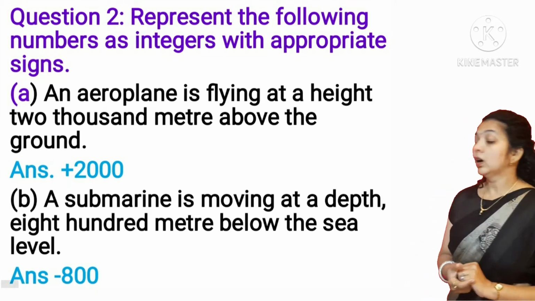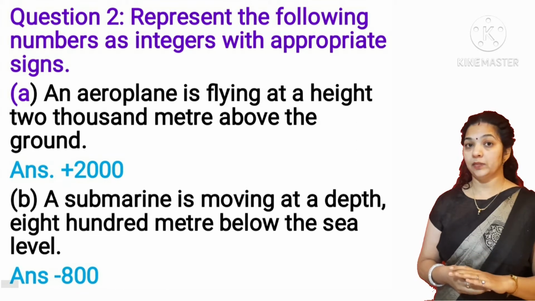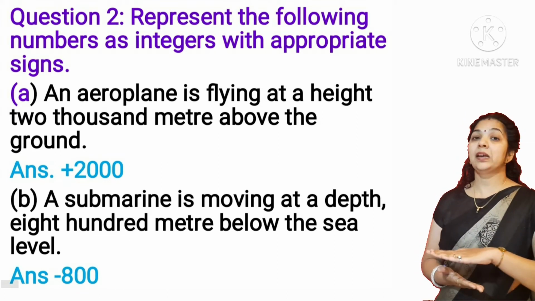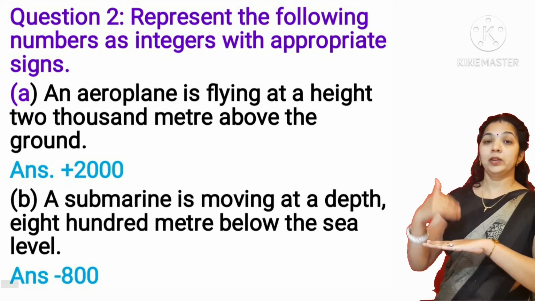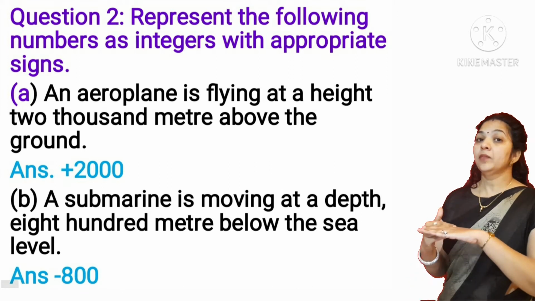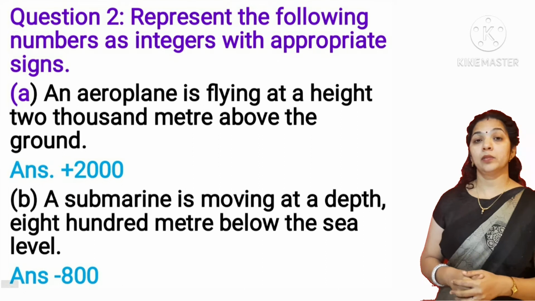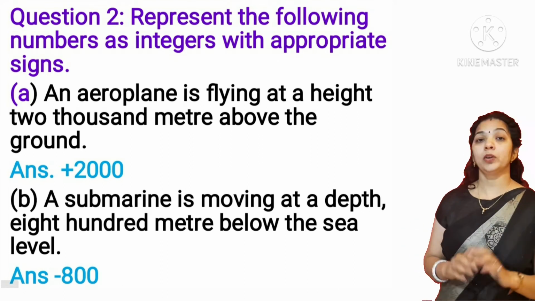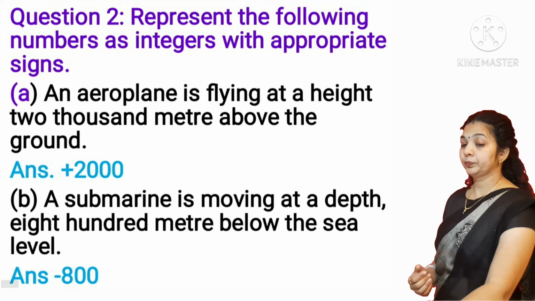The next is a submarine is moving at a depth of 800 meter below sea level. Okay, we take sea level as 0, and if something is above that, we take it as positive, and if something is below the sea level, we take it as a negative sign. So the submarine is moving at the depth of 800 meter, so we will write down minus 800.